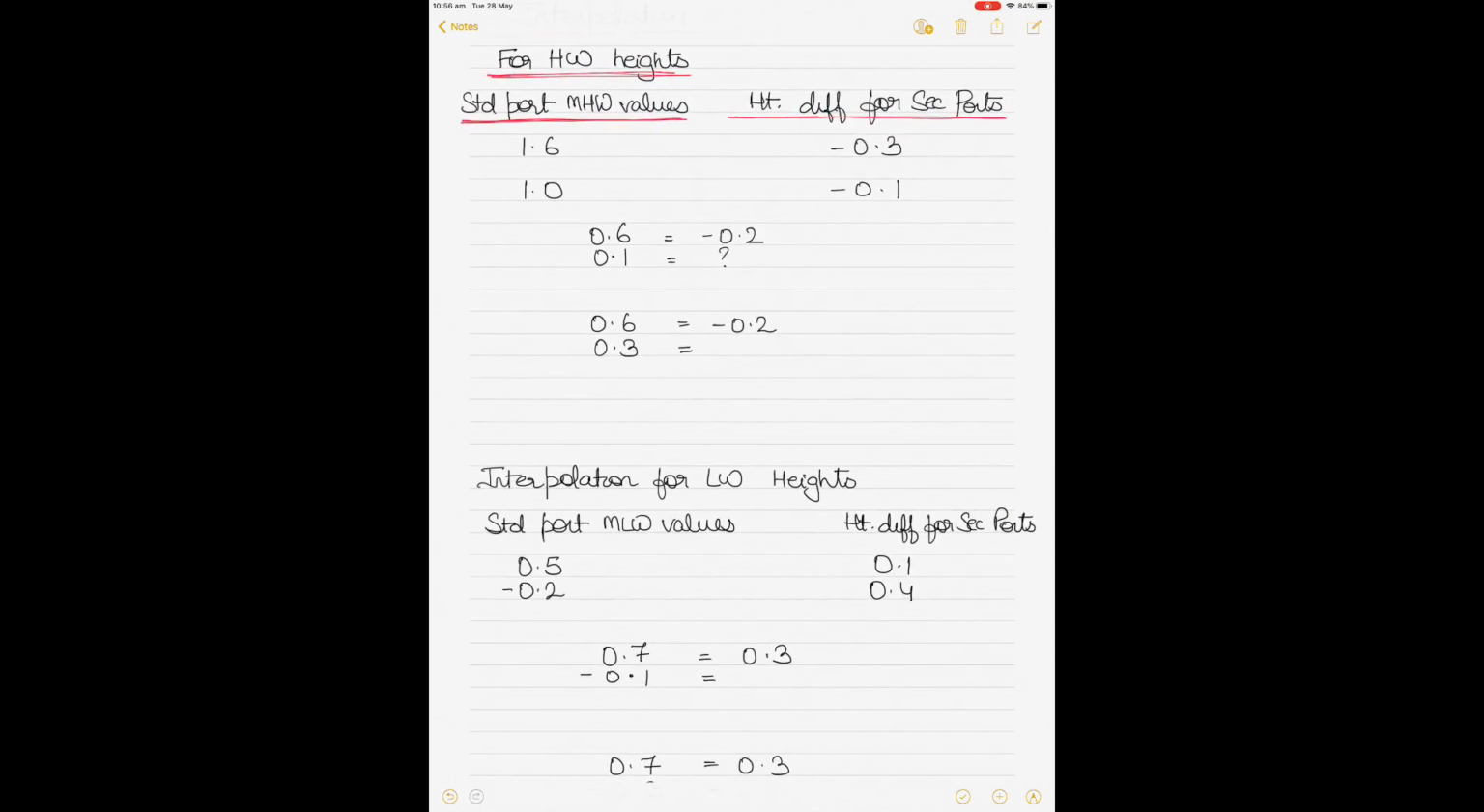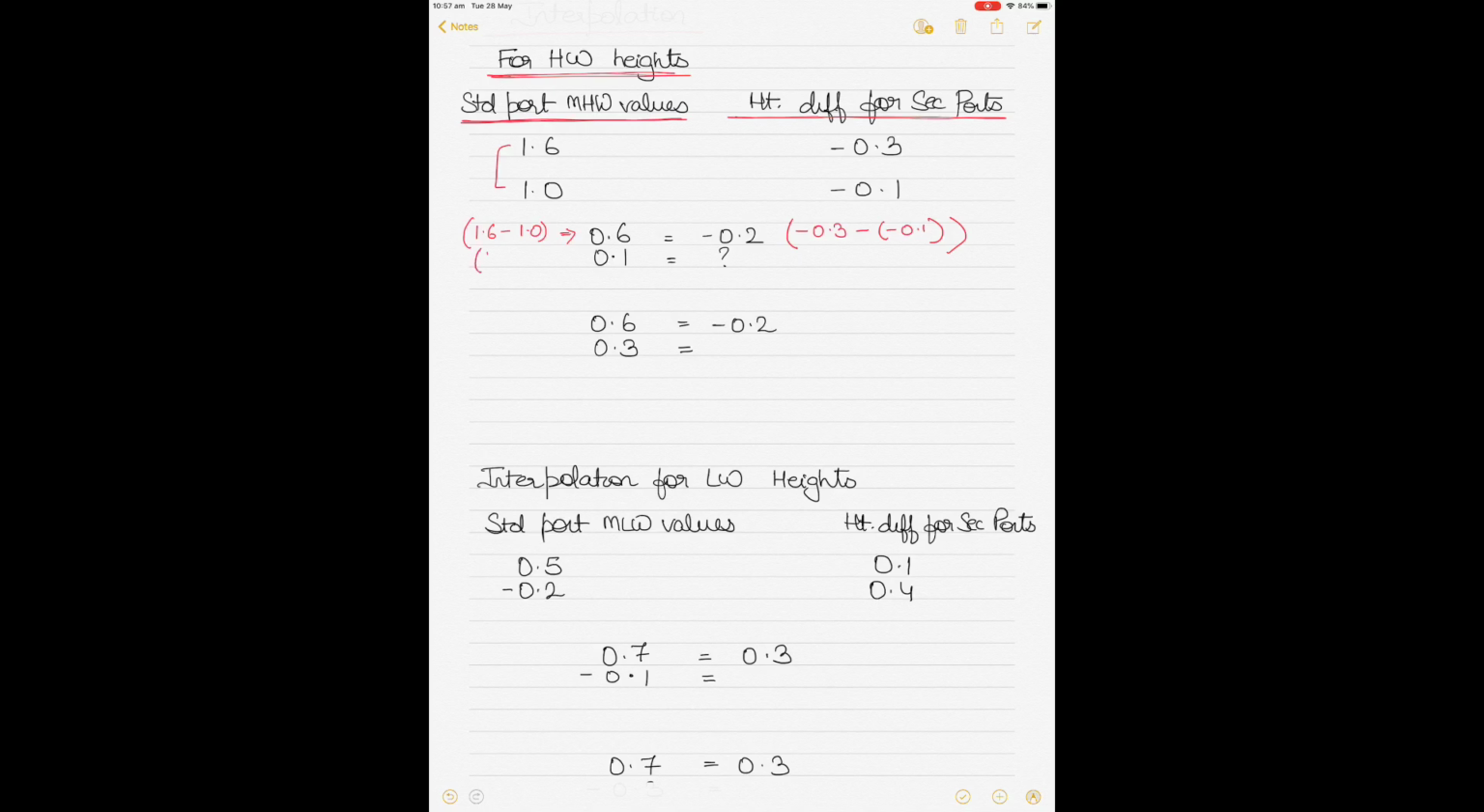So let's do the interpolation, because these are the values given to me: 1.6 and 1, against minus 0.3 and minus 0.1. This shows that for a difference of 1.6 minus 1, which is 0.6 meters, the height difference for secondary ports is minus 0.3 minus minus 0.1, which is minus 0.2. So when there is a difference of 0.6, the height difference is minus 0.2.